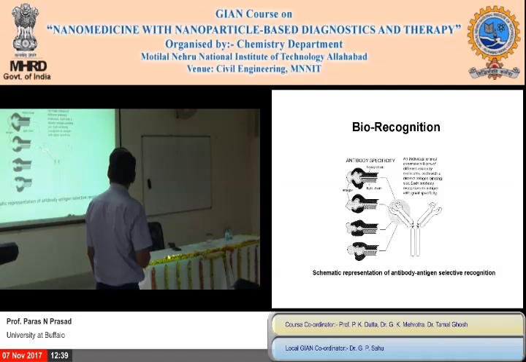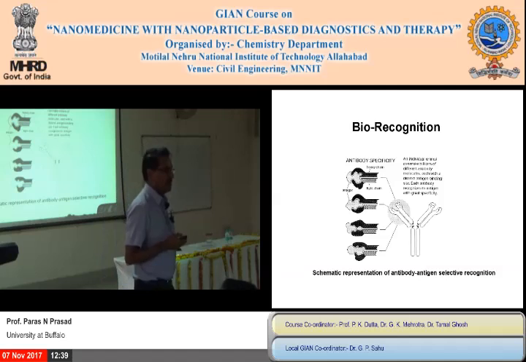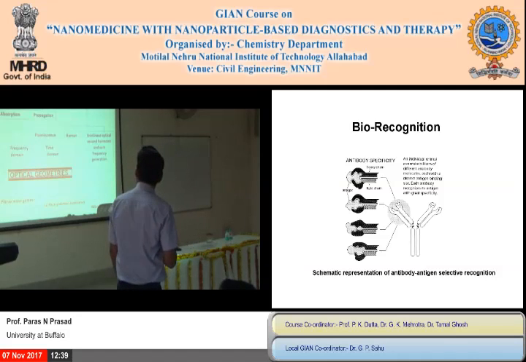So maybe when it binds, either you label the antigen with a fluorescent probe, or the antibody has a fluorescent probe, and when there is a combination, it lights up, you can see. Okay, so that's what you do.